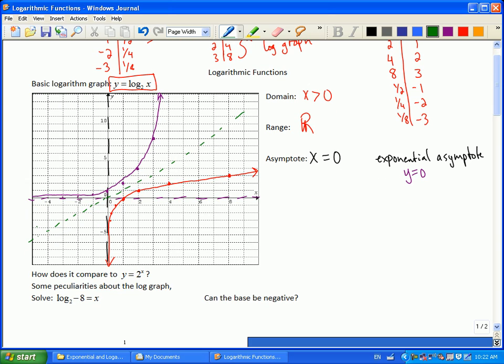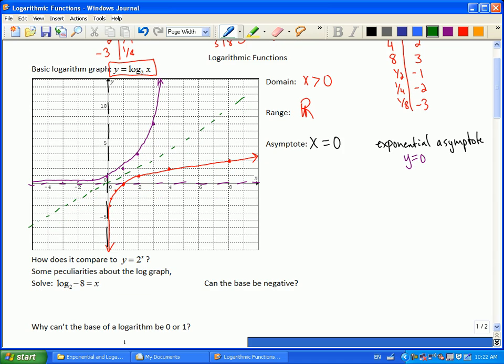Let's talk about some peculiarities here. This is something that people... it's not really a struggle, but it helps if you understand why these things are the way they are, because it's a little peculiar if I just give you the work and say, oh yeah, don't forget this applies. So let's try and solve this one here. You get this log base 2 of negative 8 equals x.